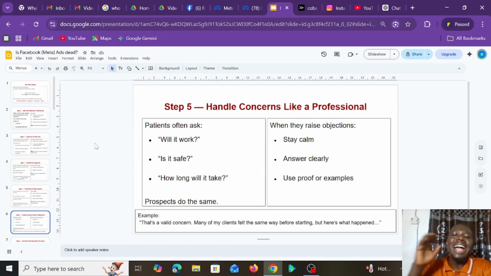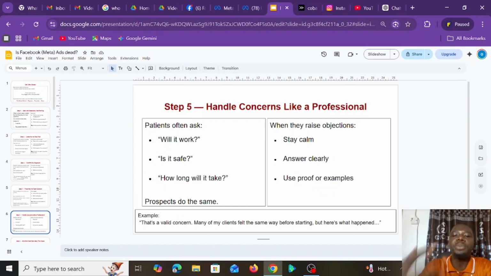So step 5, handle concerns like a professional. In every sales process, people will always have objections and concerns, and you must be able to handle them. Patients will often ask, will it work? Because some of them might have used a similar malaria drug before. Is it safe? I have exam next week, this drug is not going to make me sleep. How long will it take? These are concerns patients usually ask the doctor, and doctors explain to them.